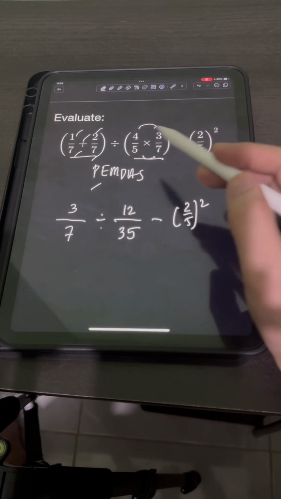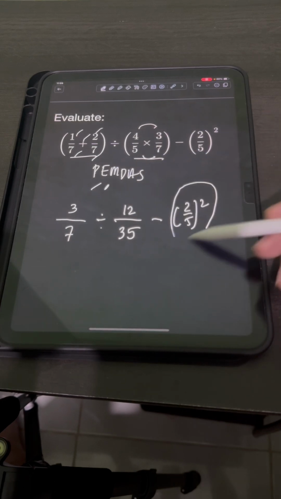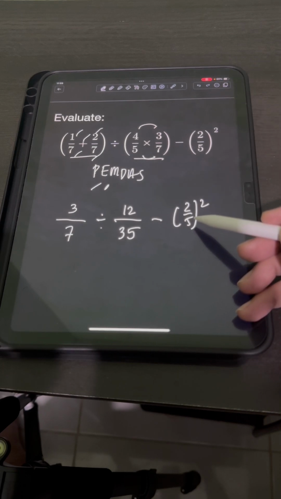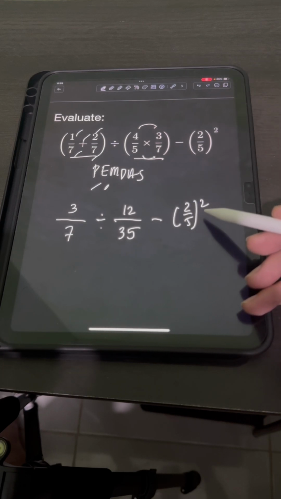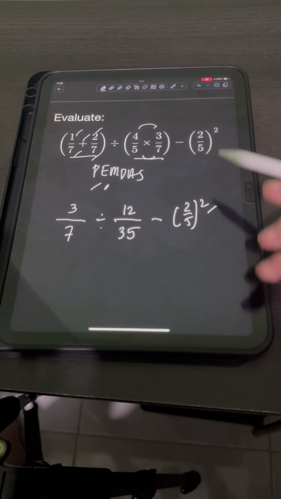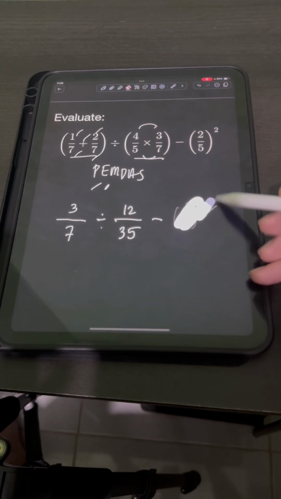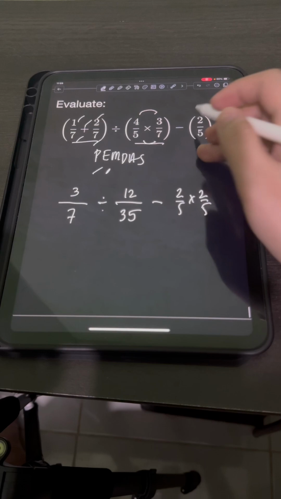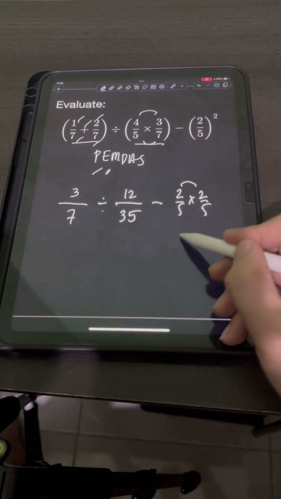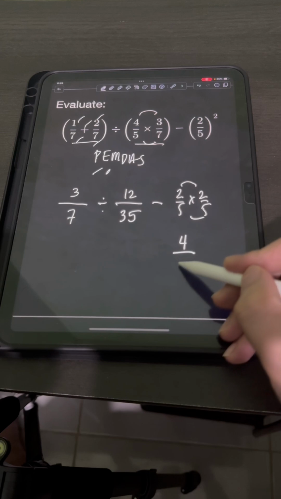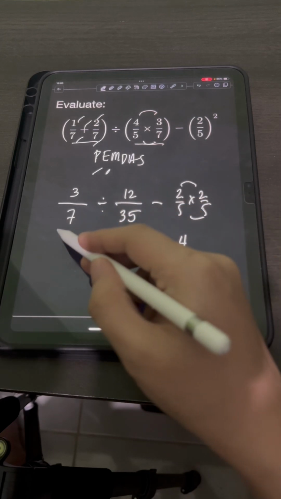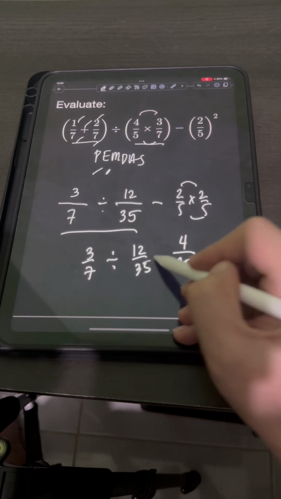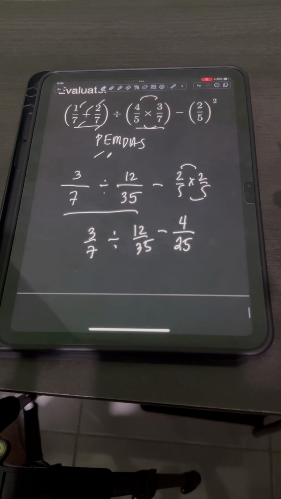The next thing we can perform is the exponent. So we have 2/5 squared. It means we can multiply 2/5 times 2/5, 2 factors of the base 2/5. So it's equivalent to 2/5 times 2/5, or 2 times 2, that will be 4, over 5 times 5, that will be 25. And then copy these first two terms, 3/7 divided by 12 over 35 minus 4 over 25.